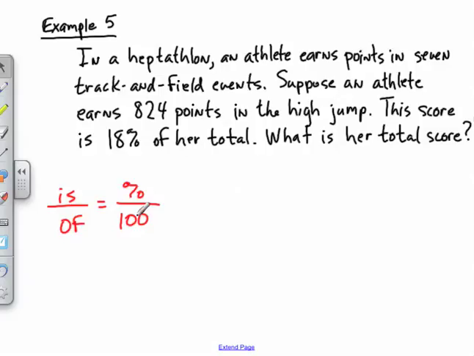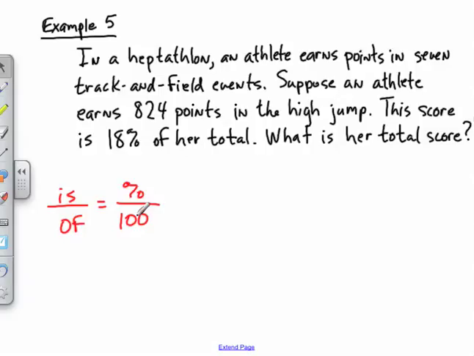It says, in a heptathlon, an athlete earns points in 7 track and field events. Suppose an athlete earns 824 points in the high jump. This score is 18% of her total. What is her total score?